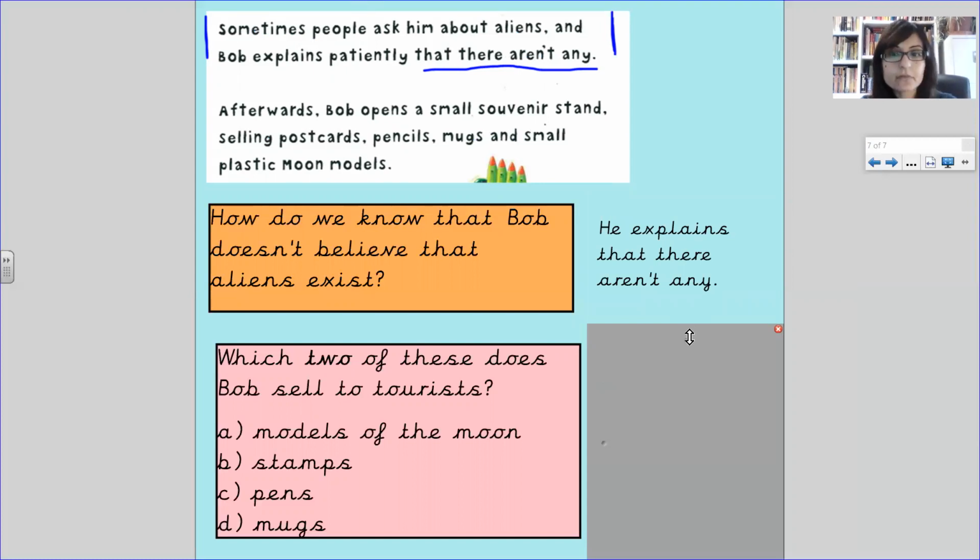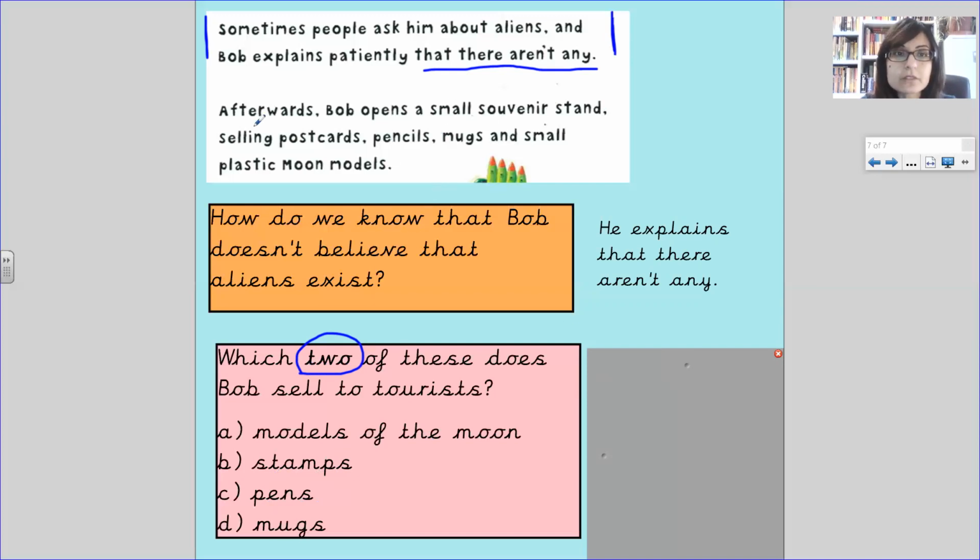Question 2. Which two of these does Bob sell to tourists? Does he sell models of the moon? Does he sell stamps? Does he sell pens? Or does he sell mugs? So the question's asking me which two of these. You may pause the video here and write two of the following that Bob sells to the tourists.